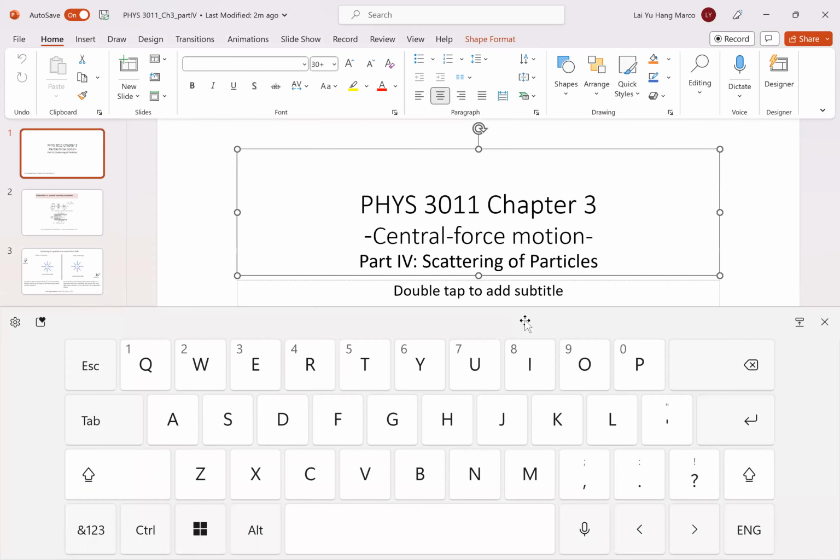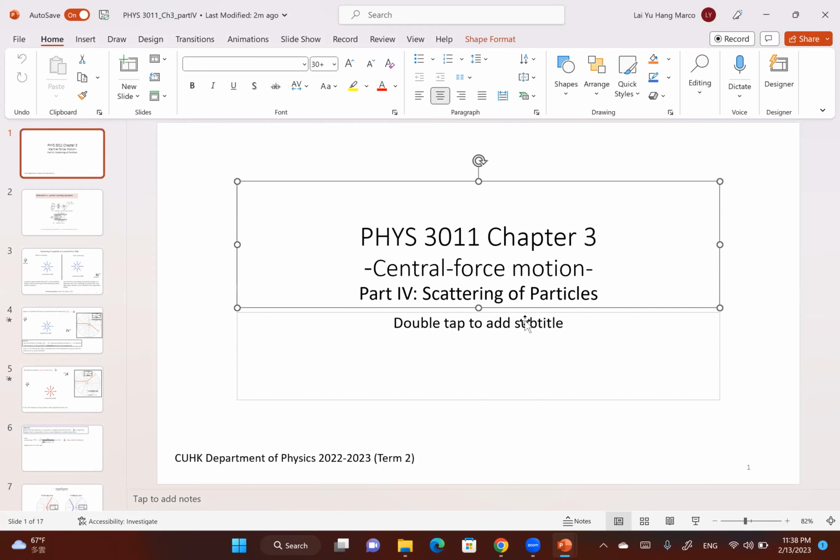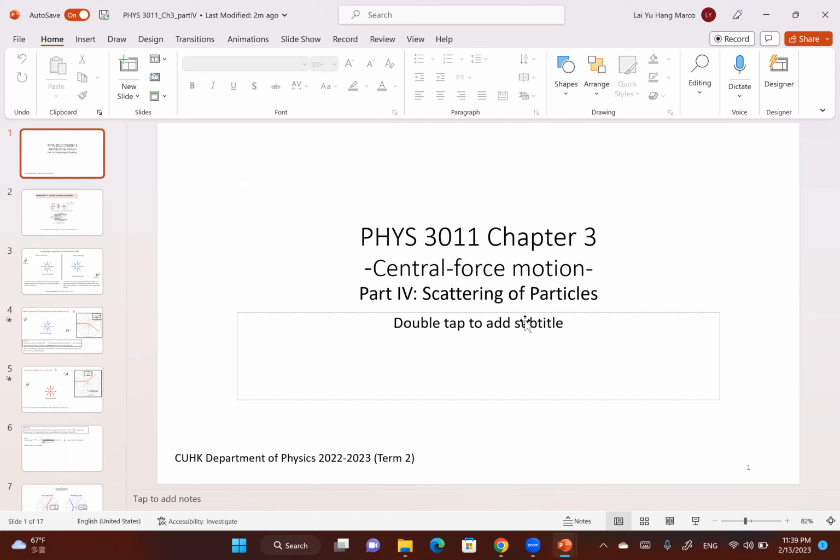So the next part, which is also the last part of this chapter 3, is about scattering of particles. For this part of the chapter, I may also give you a homework problem, but this part of the chapter won't be included in your exam.